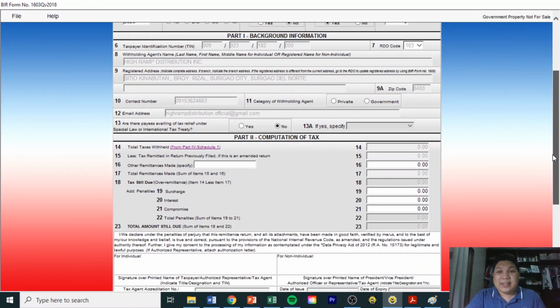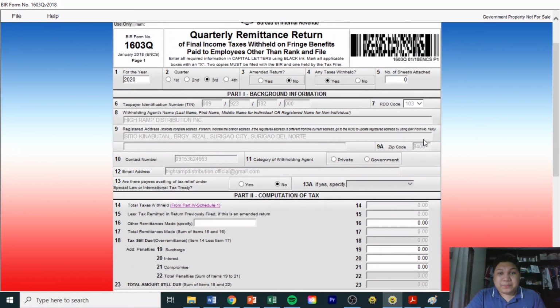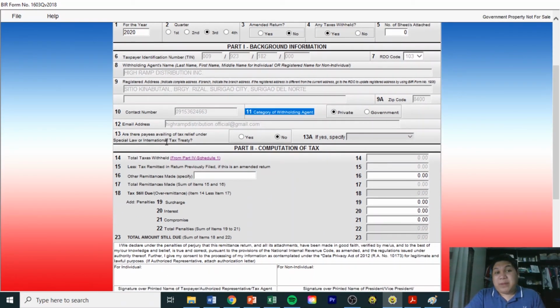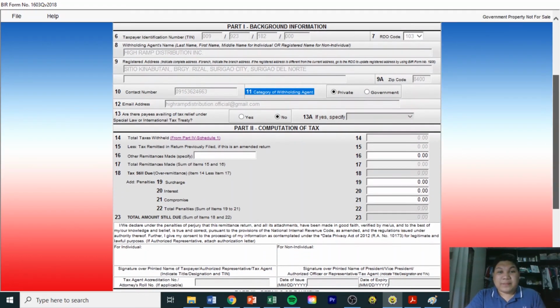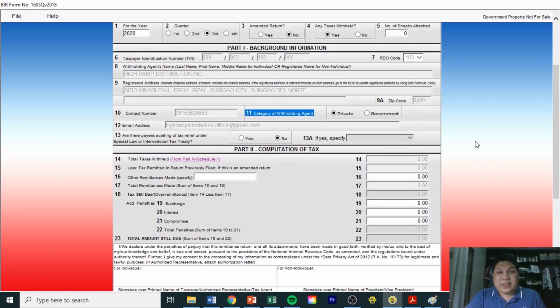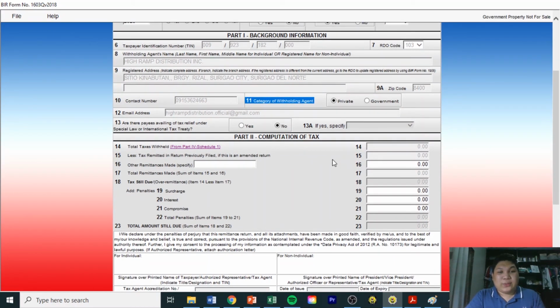After that, I'll go to item 11, category of withholding agent. Again, we are assuming that we are a private company, so I will click private. Okay, are there any payees availing tax relief? I will say no. So here we are done with the first part. Now let's go to the second part, the computation of the tax.